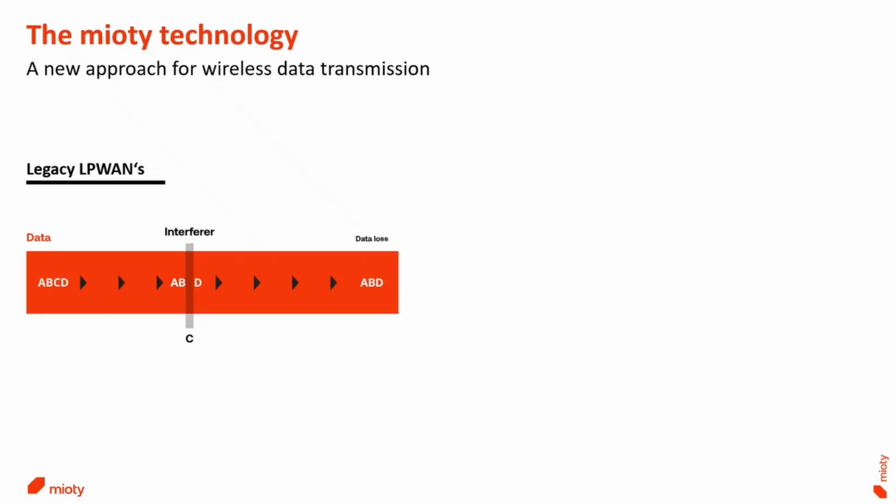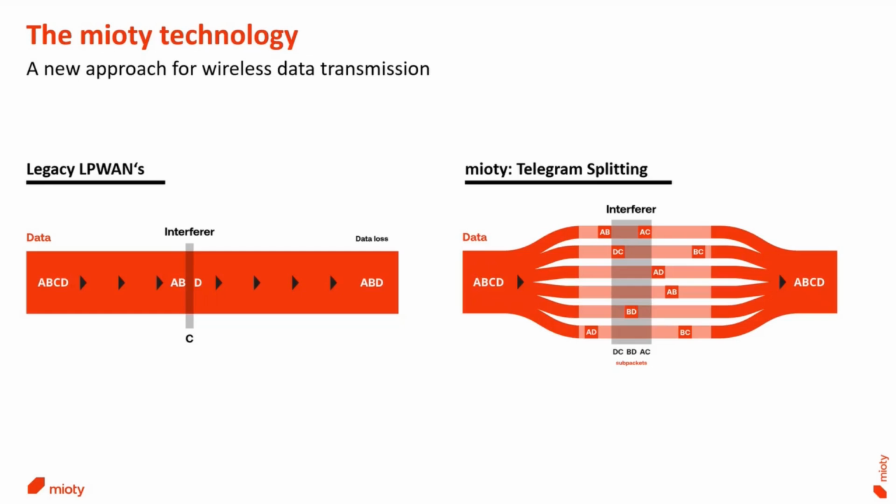The principle is like this. Let's call them legacy LPWANs because they're actually older than the mioty technology. So LoRa and Sigfox and others, they take the data, ABCD, and they put it into one message, one packet, and then you transmit. If there's interference, you will lose data, or you lose the whole message. With mioty, we do it with the patented telegram splitting technology.